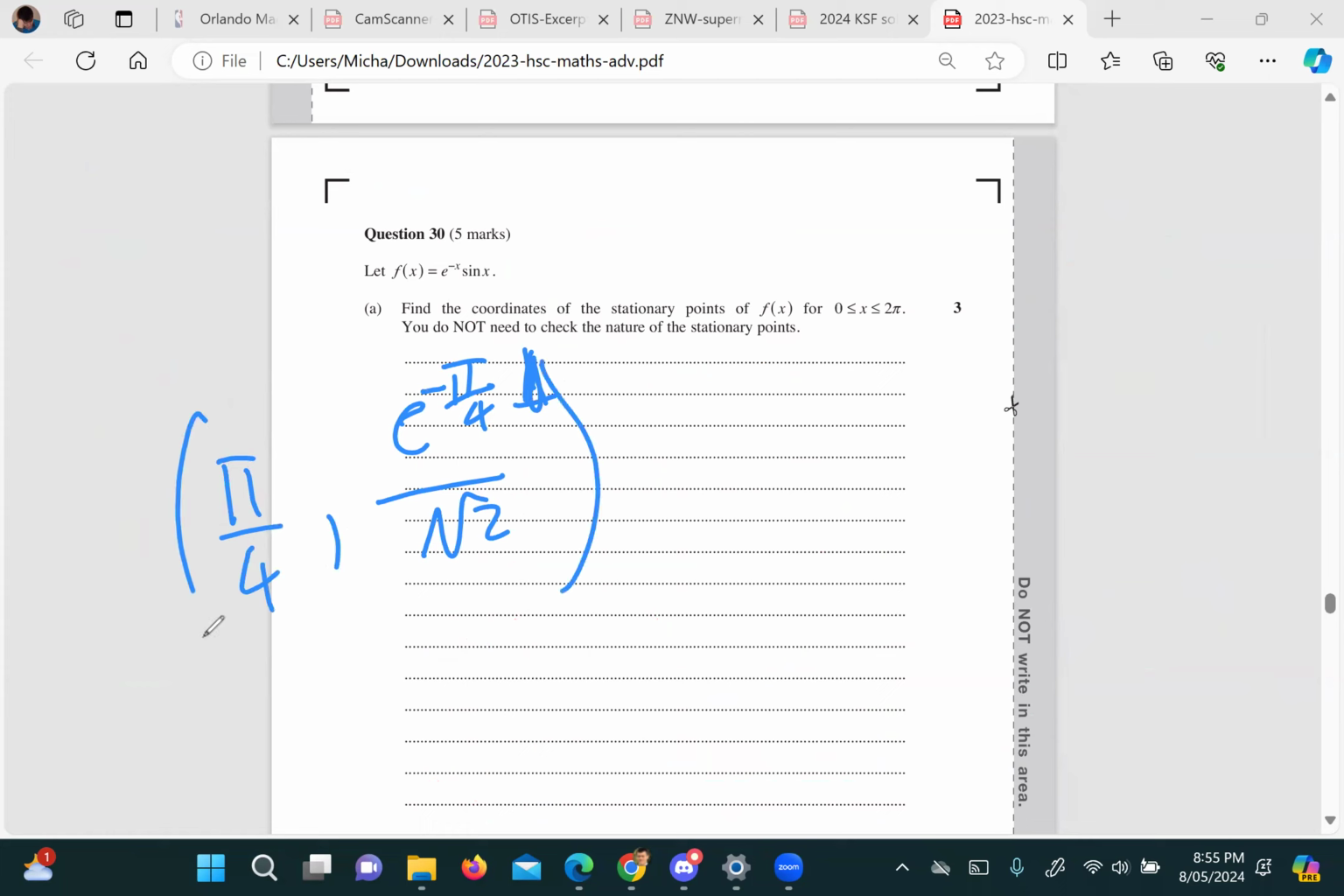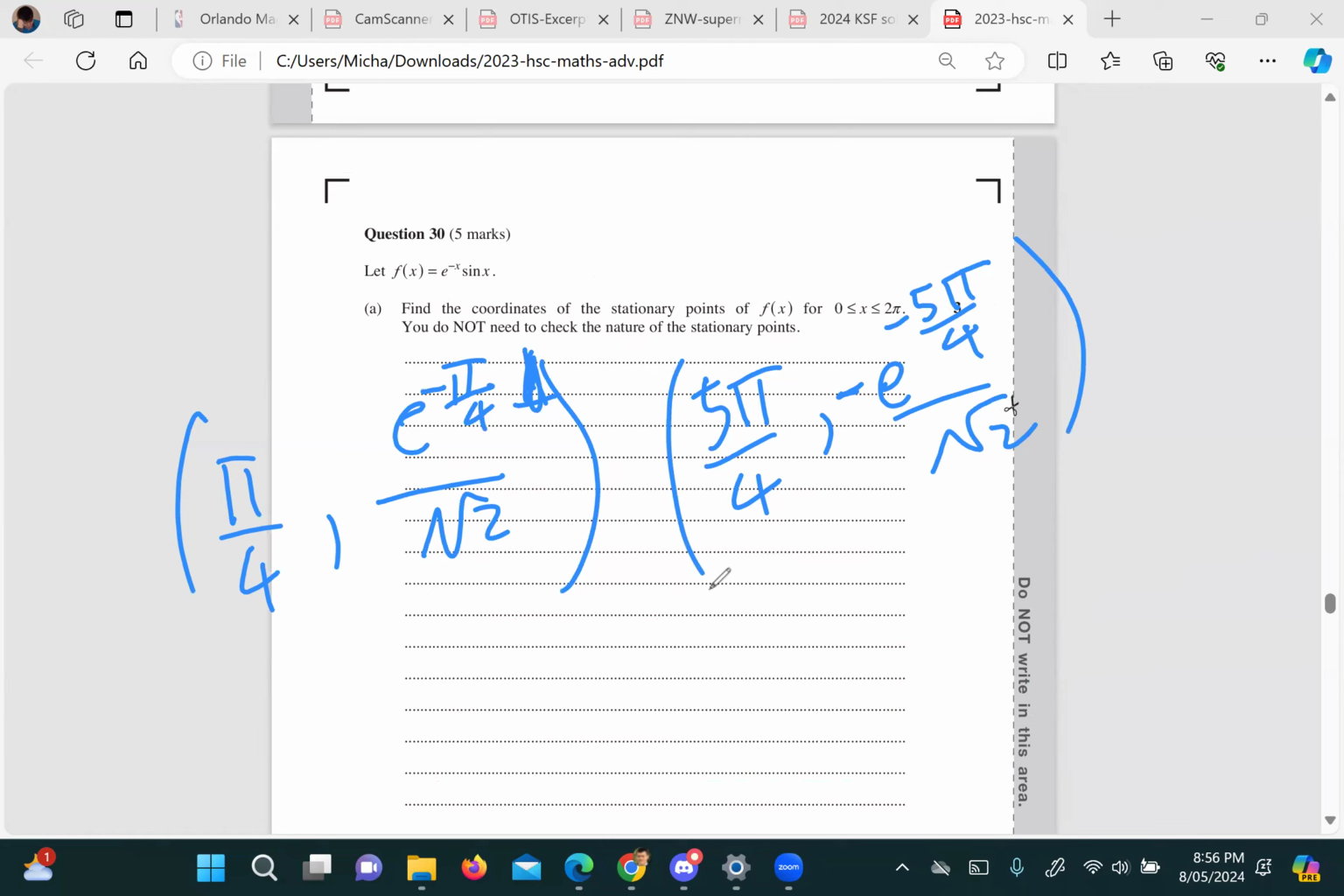And our second point is 5 pi on 4. And then minus e to the minus 5 pi on 4 on root 2. Okay, so sine of this is now negative 1 on root 2. And then it's e to the minus 5 pi on 4 on root 2, yeah?